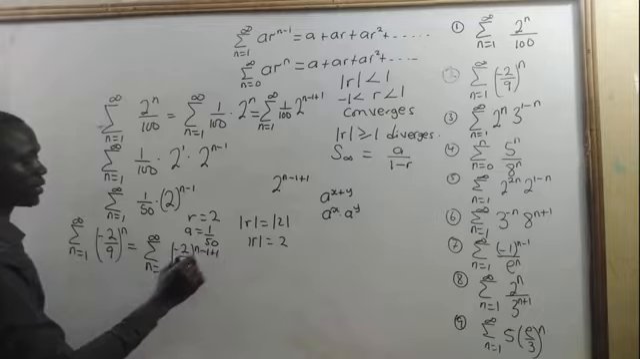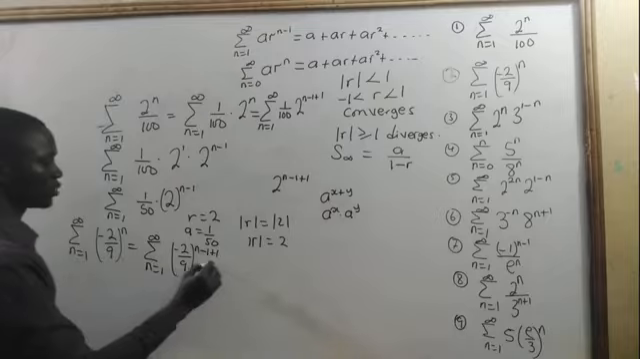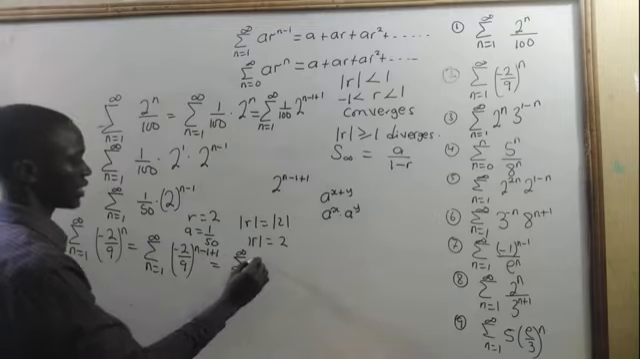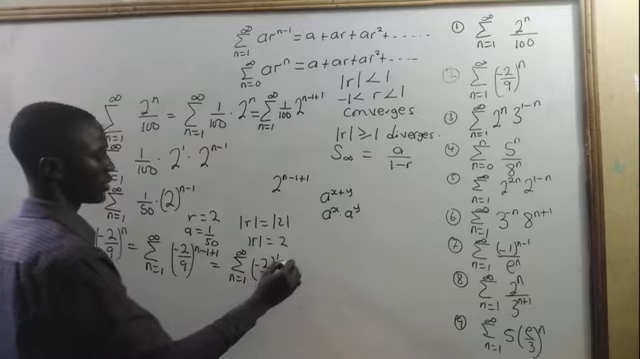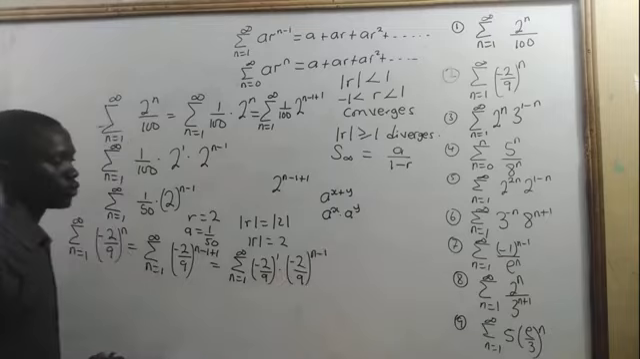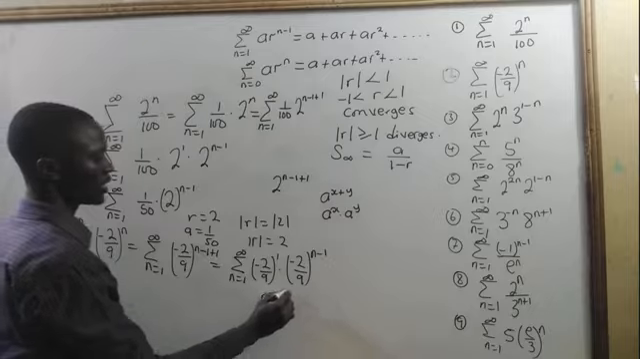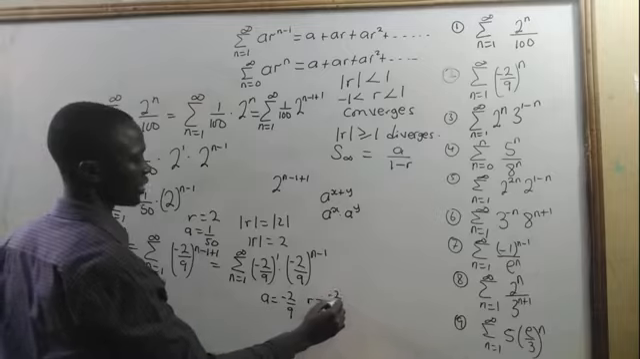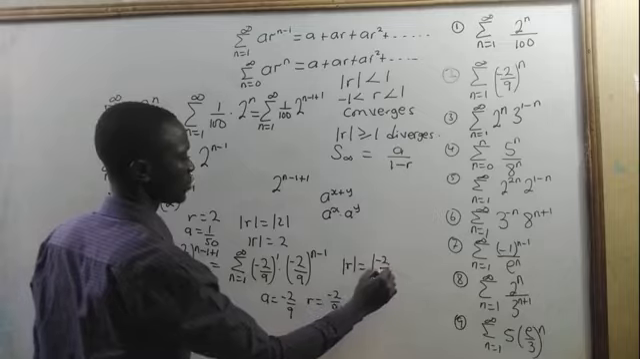minus 1 plus 1. Minus 1 plus 1 is 0, as we've done in the first example. So this will give us summation n equal to 1 up to infinity, negative 2 divided by 9 exponent positive 1 times negative 2 divided by 9 exponent n minus 1. So we've put this into this form. So here we have a equal to negative 2 divided by 9 and r equals negative 2 divided by 9. Now the absolute value of r is equal to the absolute value of negative 2 divided by 9.